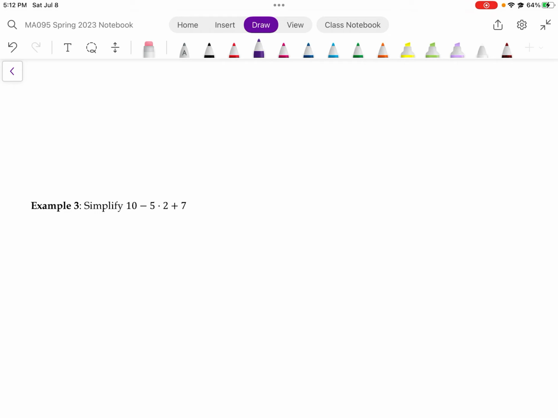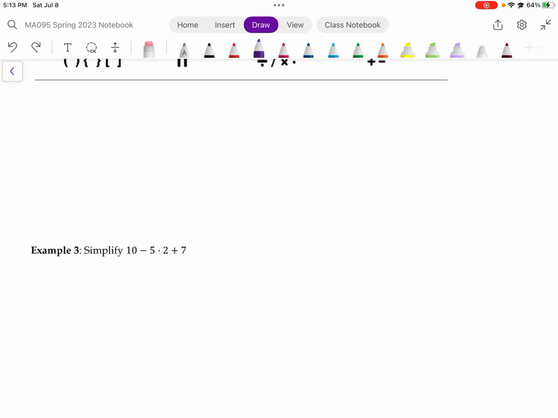Okay, so I don't see any parentheses. I don't see any exponents, but I do see multiplication. And so this portion right here is going to happen first. So what I often do is I actually just kind of put a parenthesis. So it groups it, and it jumps out at me. I see I'm going to do it first. So I'm going to rewrite this as 10 minus, now 5 times 2 is 10 plus 7.